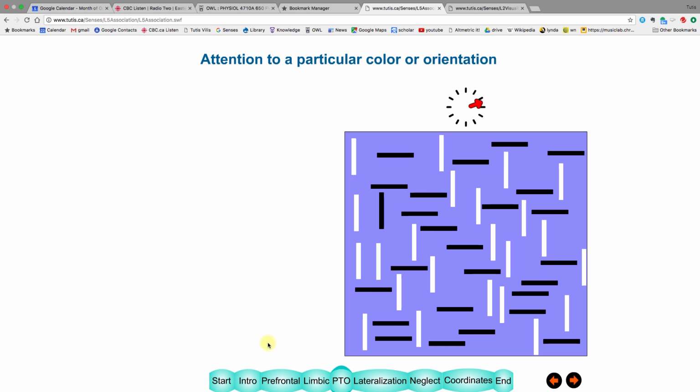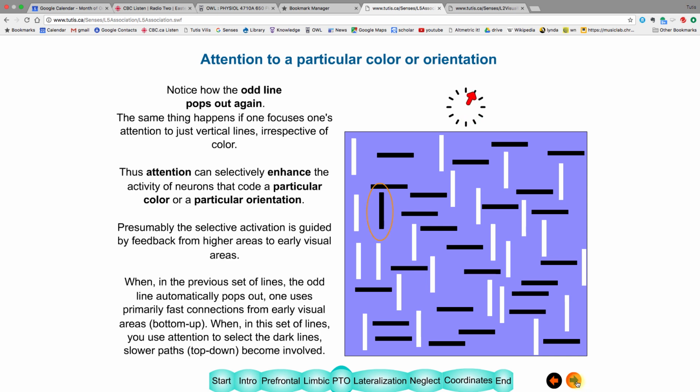Notice how it pops out. Okay, you're looking for black. This line pops out at you. So you can direct your brain to focus in on the color and activate the color areas, and it stands out.